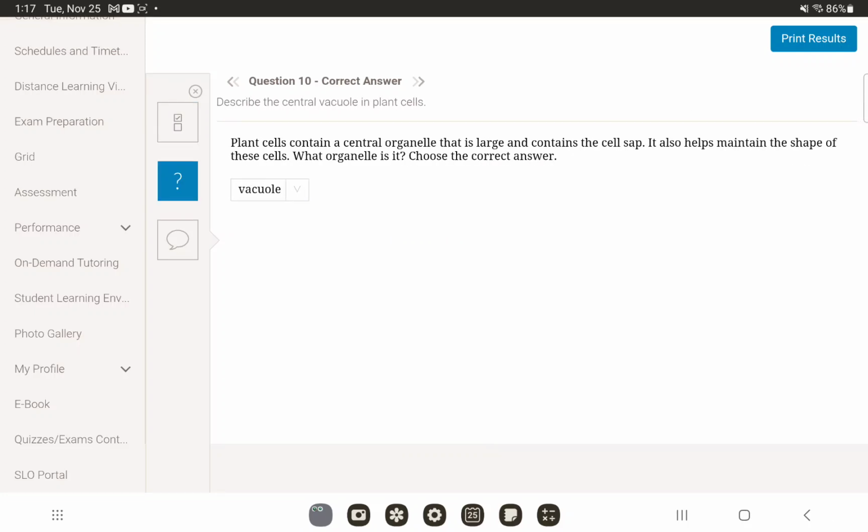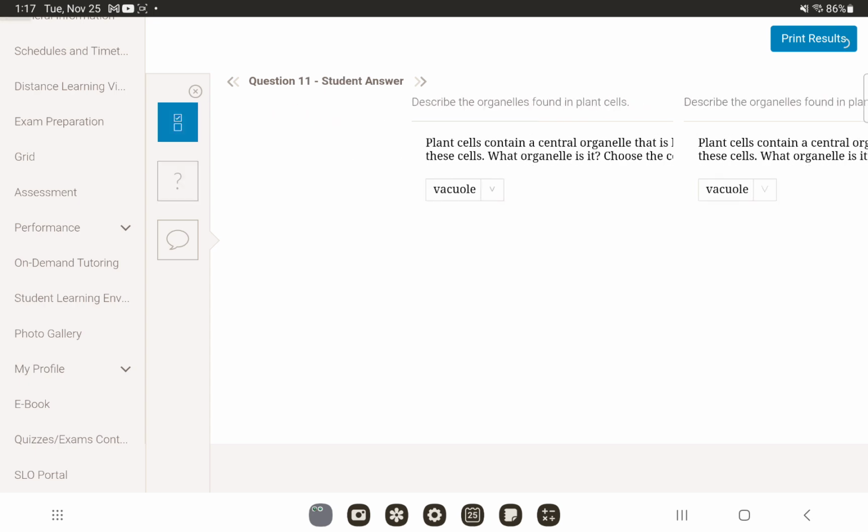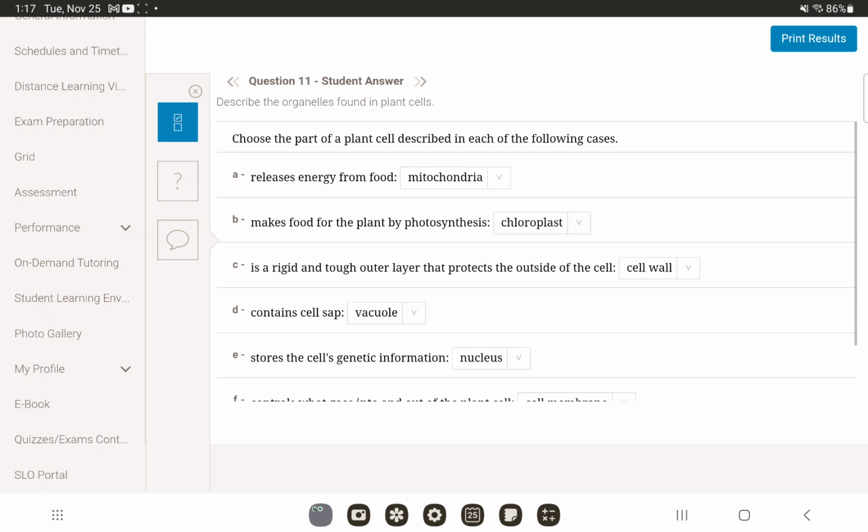Plant cells contain a central organelle that is large and contains the cell sap. It also helps maintain the shape of these cells. What organelle is it? The vacuole. Because vacuoles are the large central organelle that stores things in the plant cells, and it also helps keep its shape.